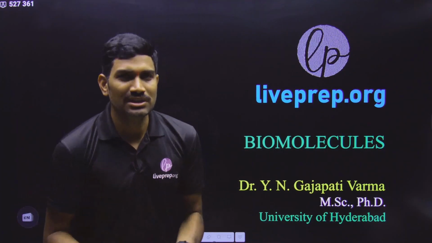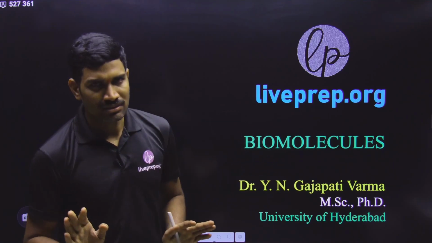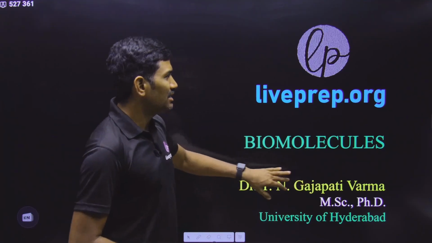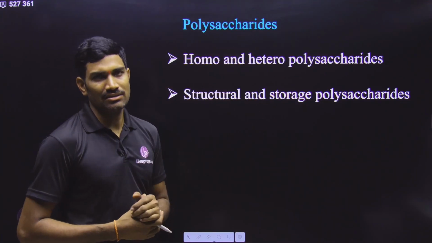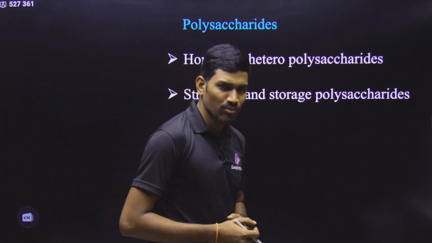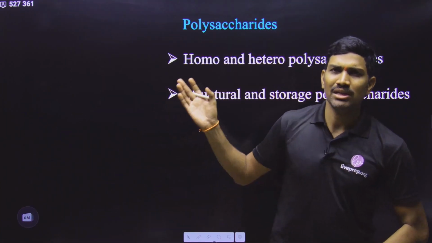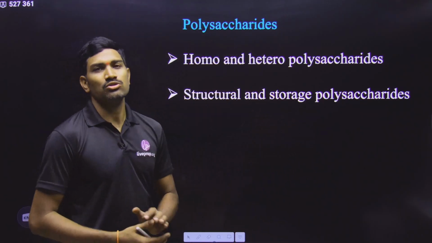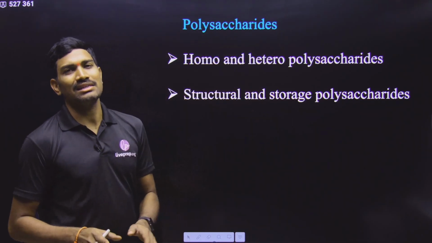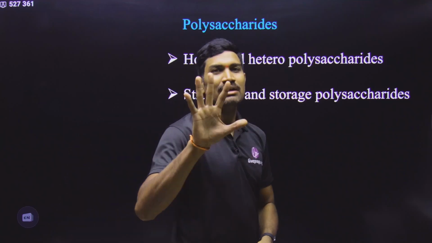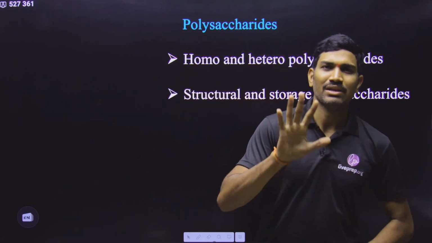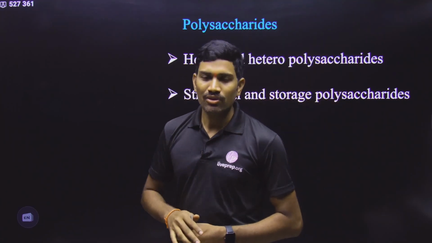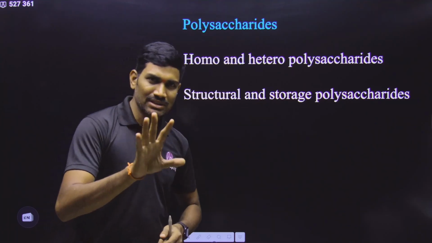If many units are present, many means what? More than 10. If many units are present, then it is called polysaccharide. So in this way, now we are talking about some polysaccharides. In this, sometimes hundreds and sometimes even thousands of units are present. But here in the NCERT, they are talking only about 5 important examples. First, I will write that complete list of 5 examples.